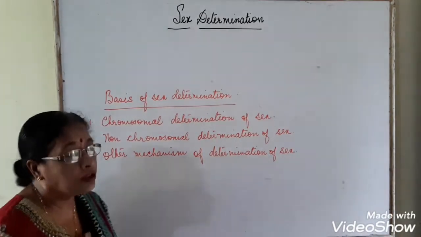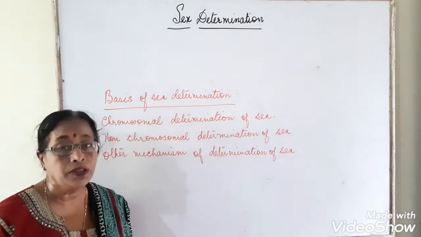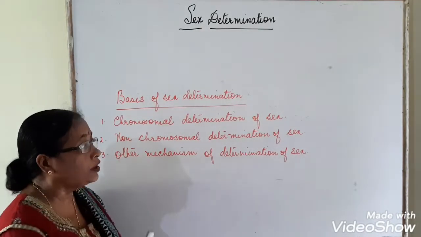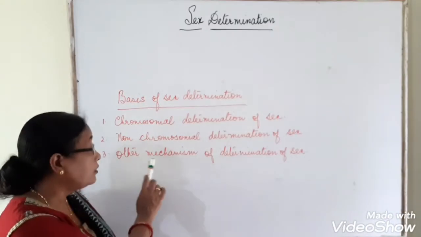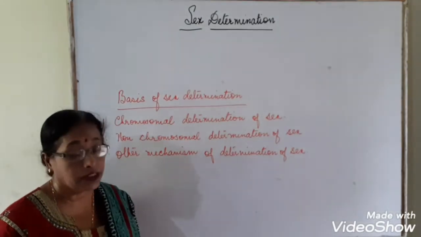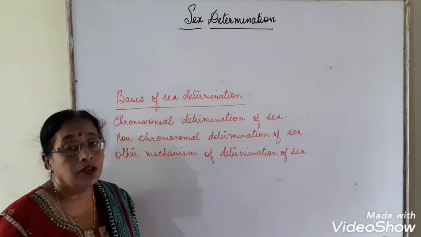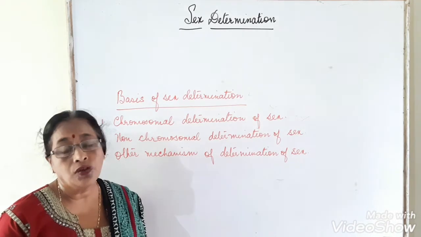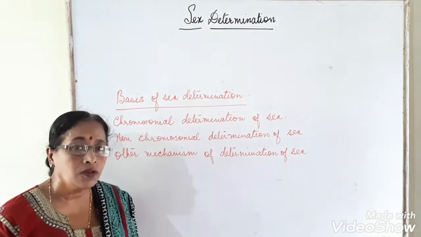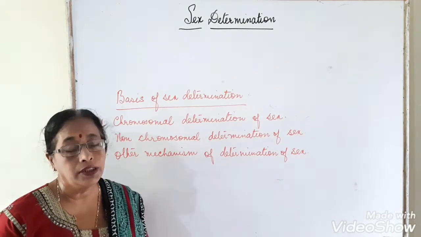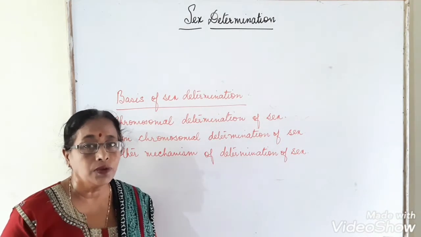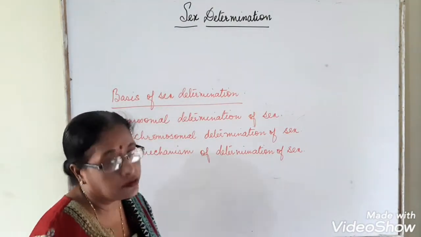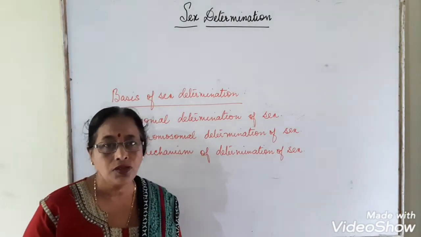First is chromosomal determination of sex, that is the genetic basis of determining the sex of an individual. The second is non-chromosomal determination of sex, and the other mechanism of determination of sex. In this other mechanism, in some organisms, environment plays a major role in determining the sex of an individual, or there are certain hormones which play a major role in determining the sex of individuals. Now let us understand the chromosomal basis of determination of sex.